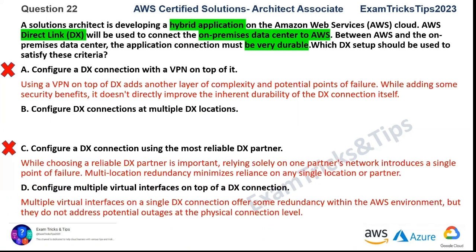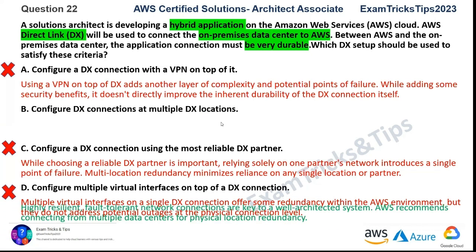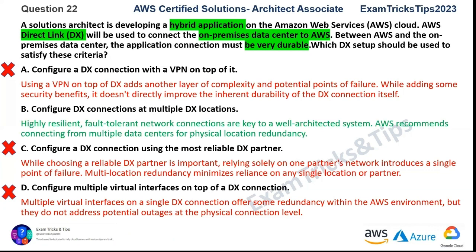Option D says configure multiple virtual interfaces on top of a DX connection. Now, multiple virtual interfaces on a single DX connection offer some sort of redundancy within that AWS environment, but it will not address a potential outage at the physical connection level. I think the right solution is to increase the redundancy and add fault tolerance by configuring the DX connection at multiple DX locations. That would mean the overall network is going to be highly fault tolerant. And if a particular data center crashes or is not available, you can have the DX connectivity from another physical location. So this is the correct option.